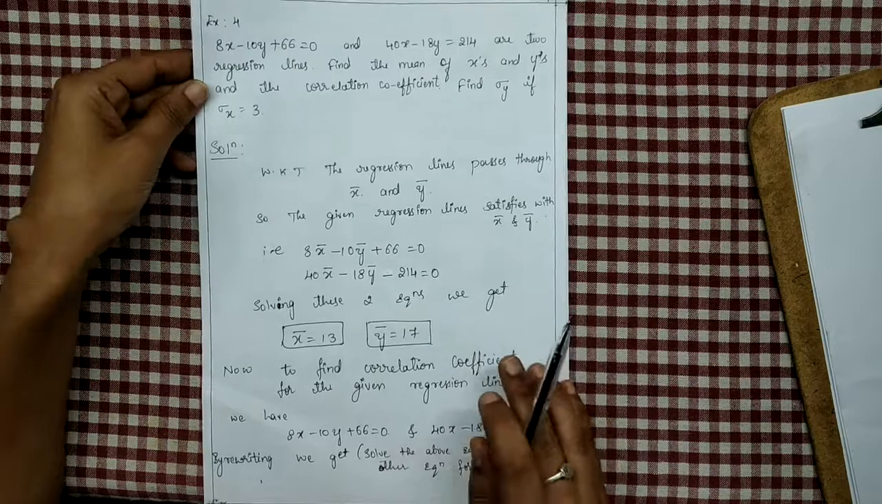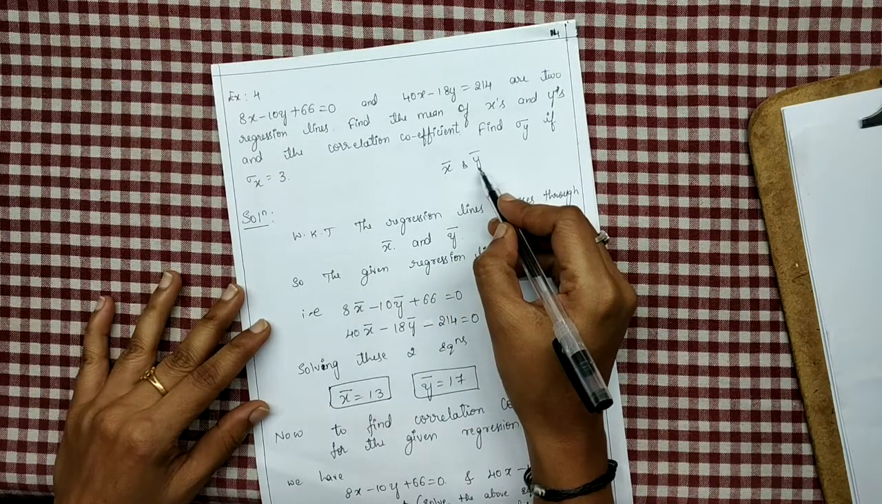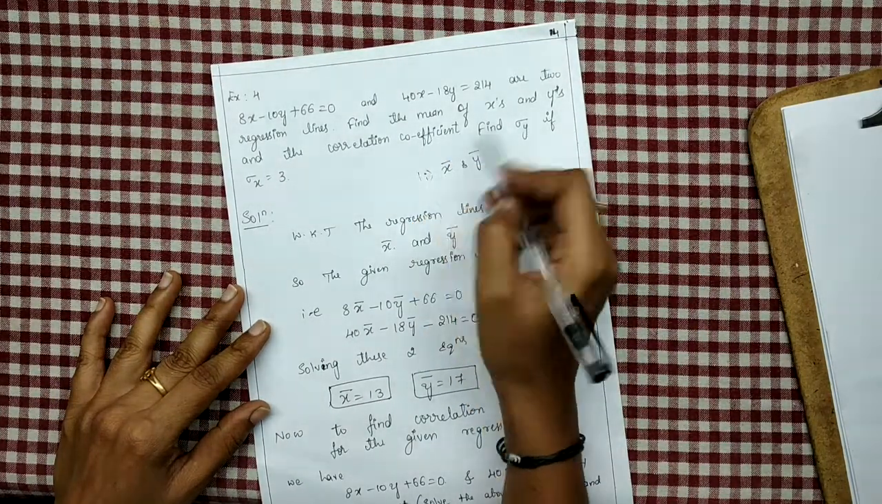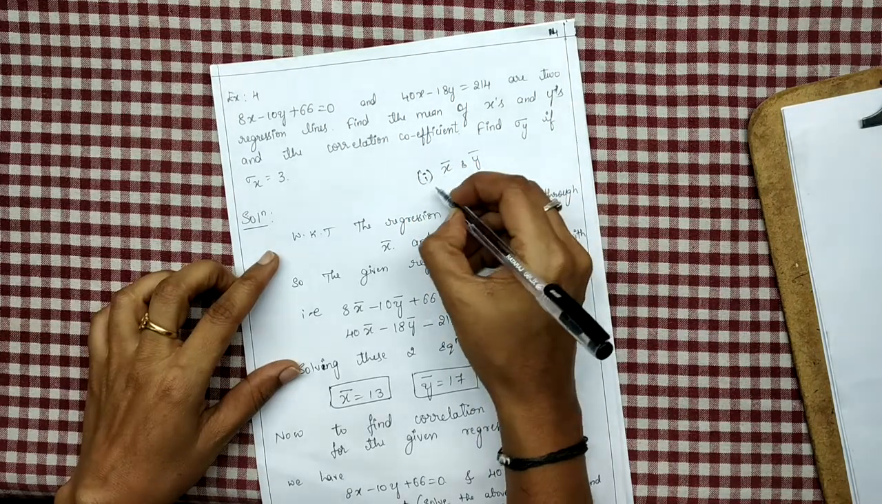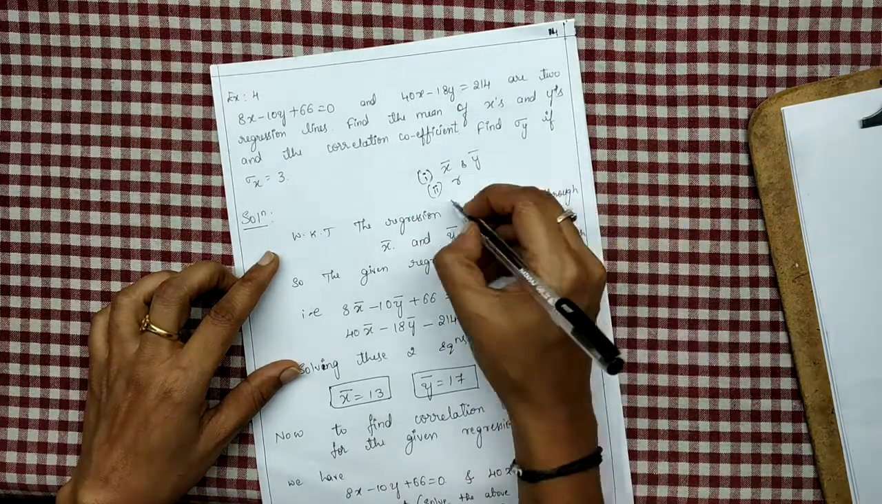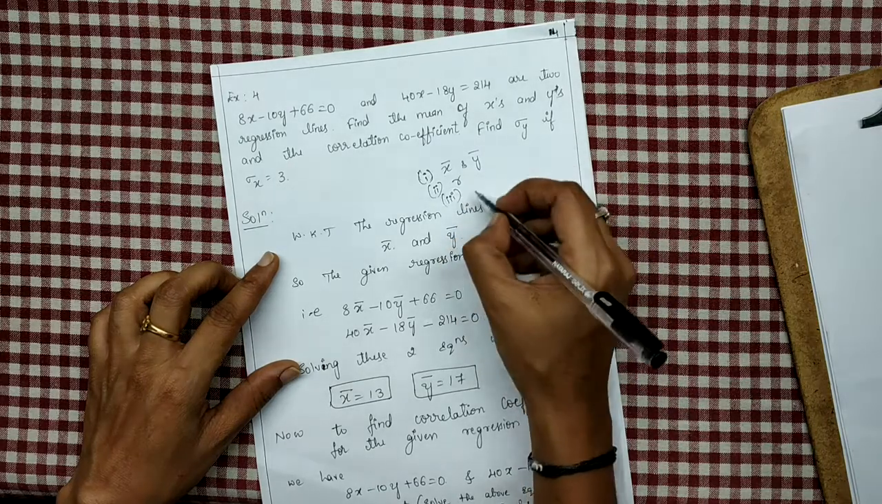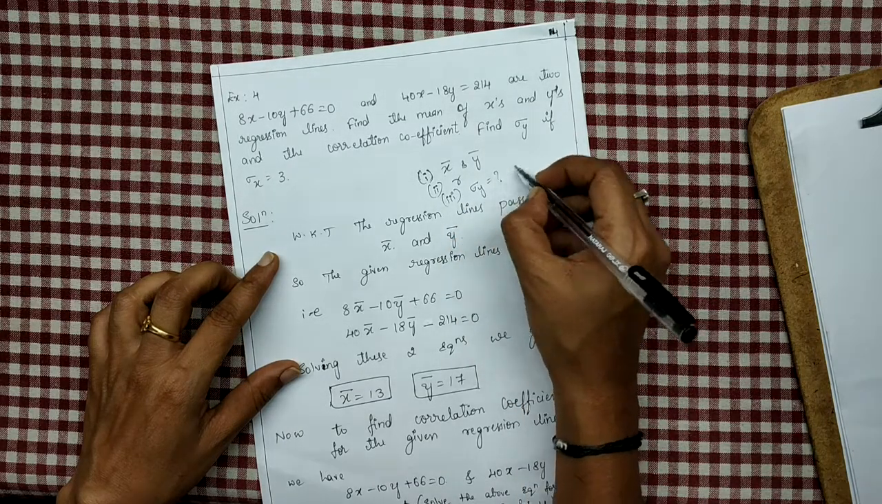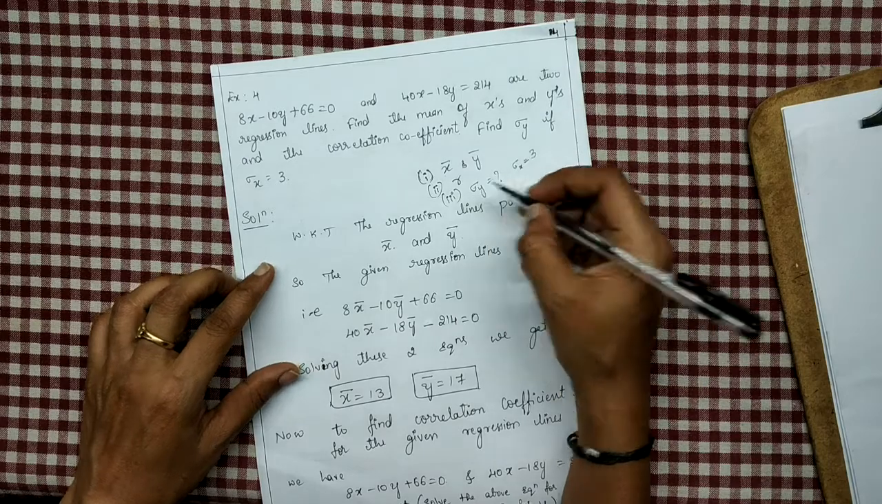See, what all we need to find here? We need to find mean x and mean y. This is the first question. Then we have to find the coefficient of correlation, that is R. And the third one is standard deviation y when standard deviation x is equal to 3. These are the three things you have to find.